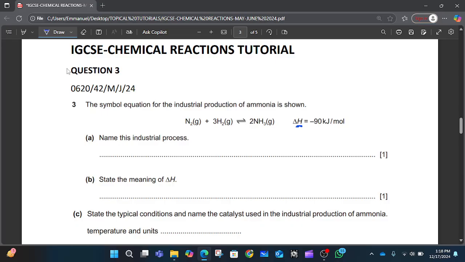Name this industrial process. So the process used to produce ammonia is called the Haber process. B. State the meaning of delta H. This means change and the H means enthalpy. So anytime you see this, it means enthalpy change.